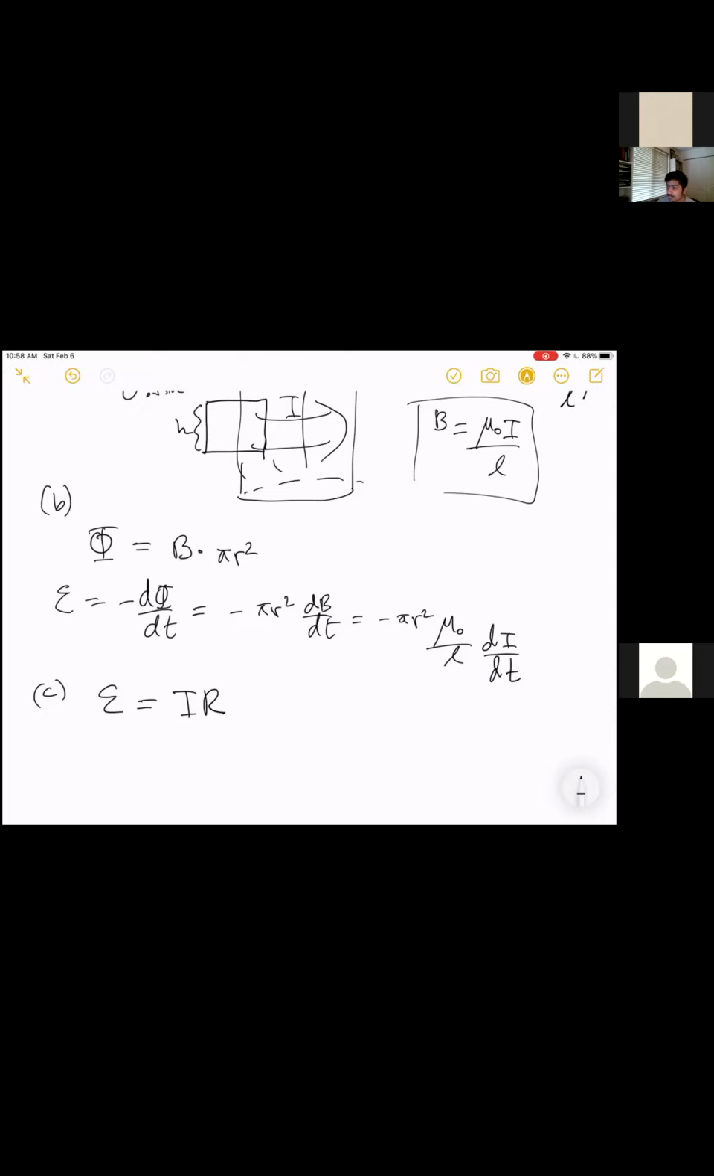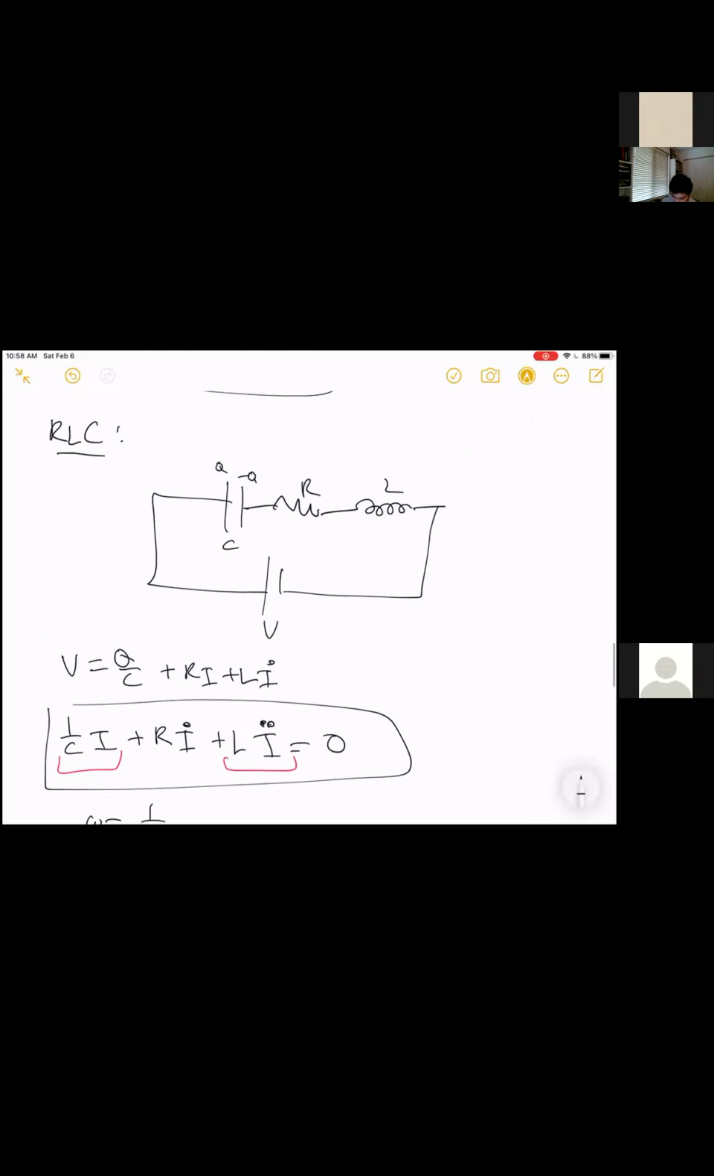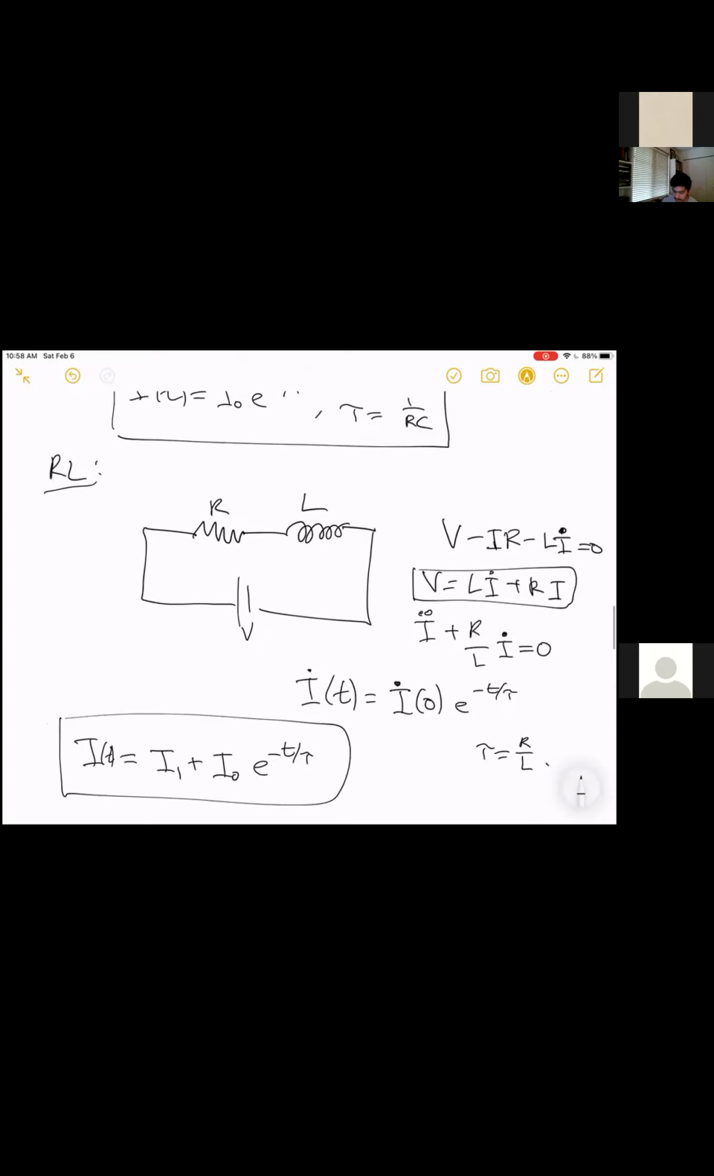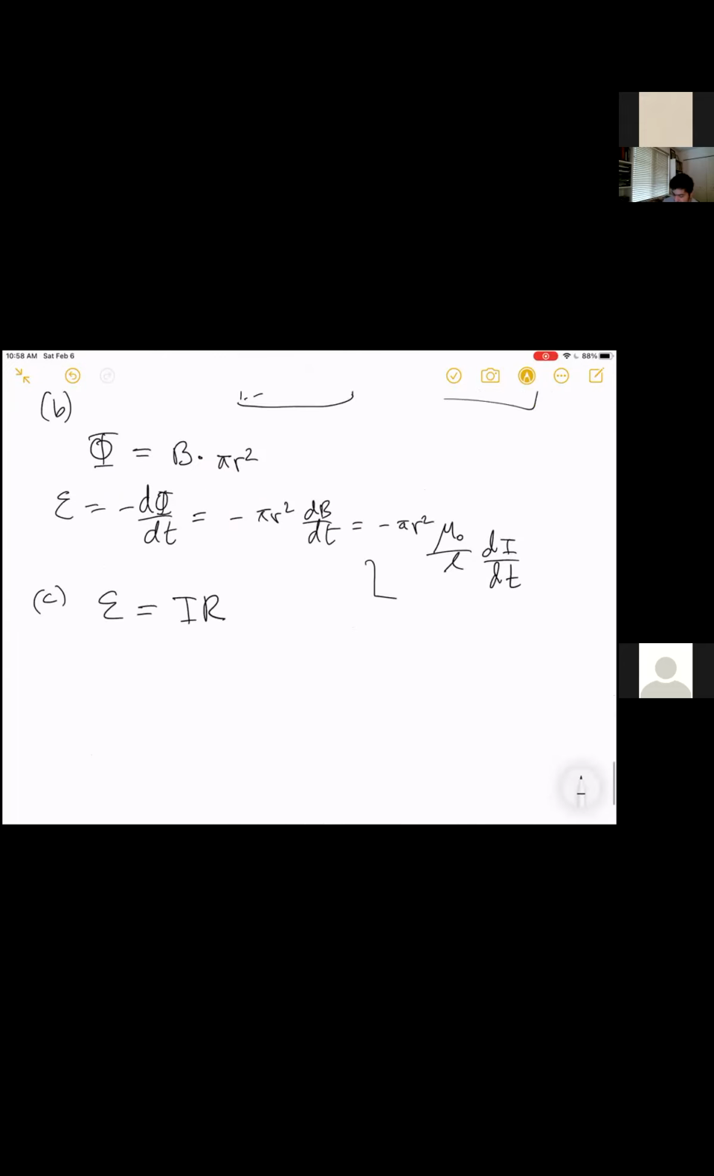It's just an RL circuit with zero external voltage. So if we go back to the RL circuit with zero external voltage, we just get L i dot plus R i is zero. And that's exactly what we get here. This is negative L i dot, more or less, and this is equal to I R. So we'll essentially end up getting an RL circuit. But we have to compute the resistance now.